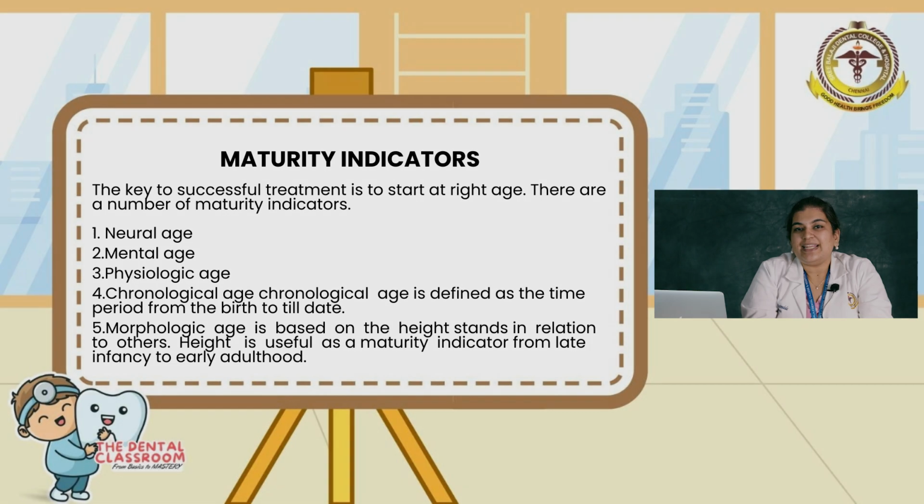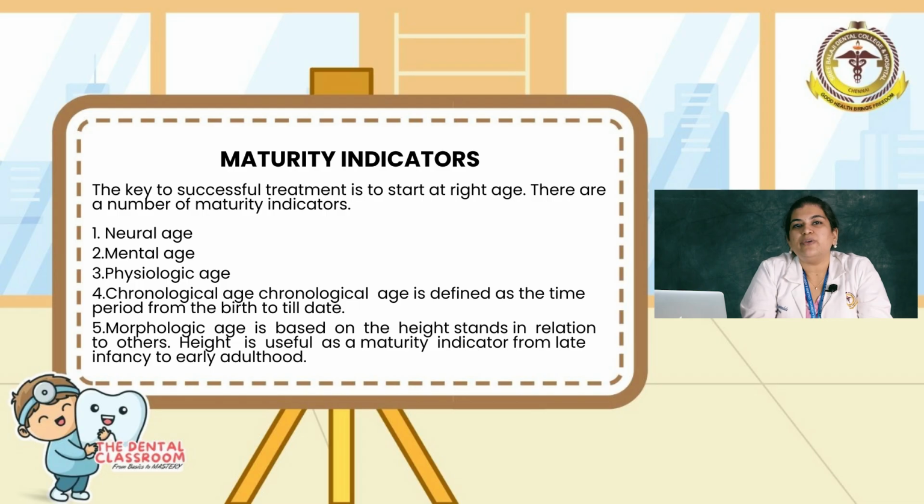The key to any successful orthodontic treatment would be to identify the exact age of an individual and give them age-appropriate treatment. And for that, you need to know the skeletal maturity of an individual. Now, before we go into the topic per se, there are a few terminologies that you'll have to know.